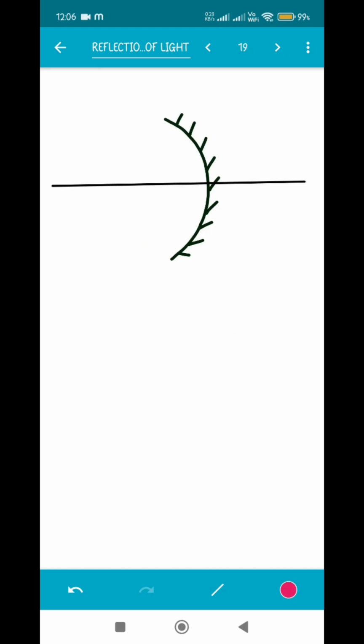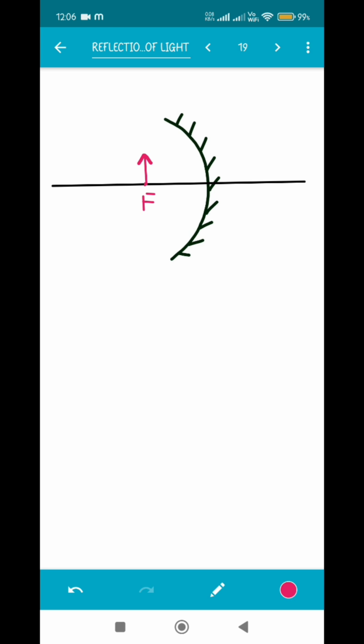So now considering the second case of formation of image by a concave mirror. In this case, the object is on the focus and the image will be formed. Let's see where. So let me consider the object is here on the focus. So this is my object.